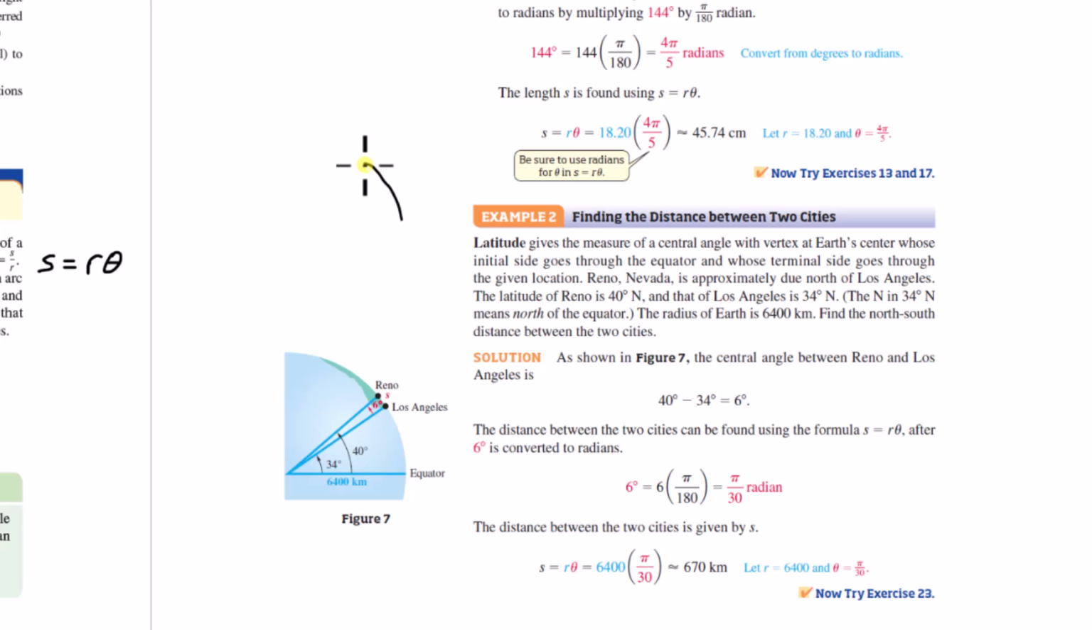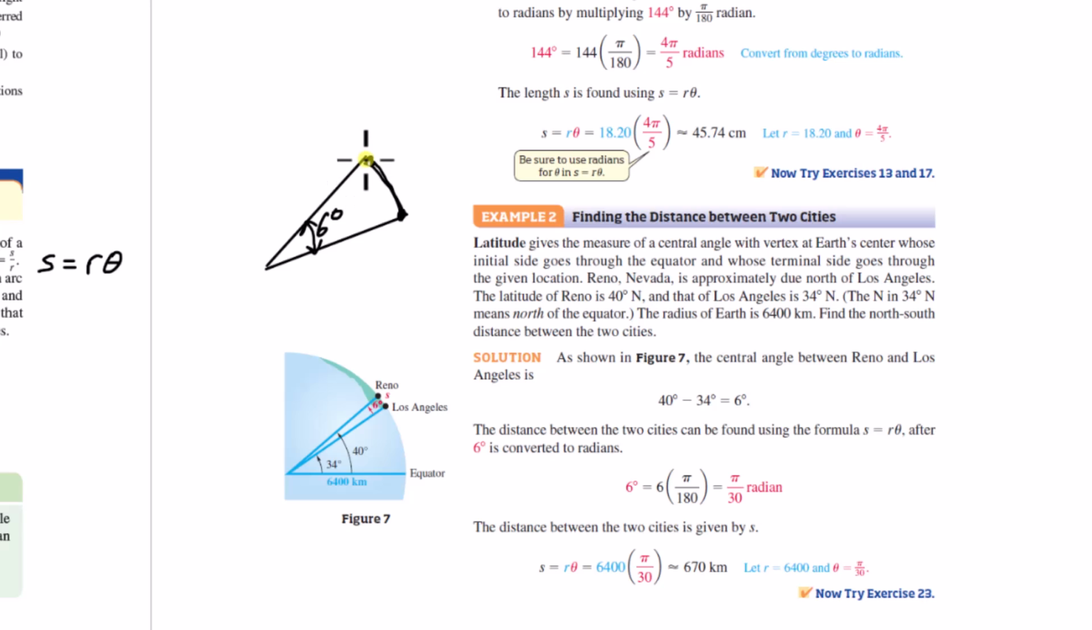And so we're tracing out an arc of the circle from Reno to Los Angeles. Los Angeles' latitude is 34 degrees and Reno is 40 degrees. So this is 6 degrees. Okay, so now if we just find the arc length here, that's the north-south distance between the two cities.